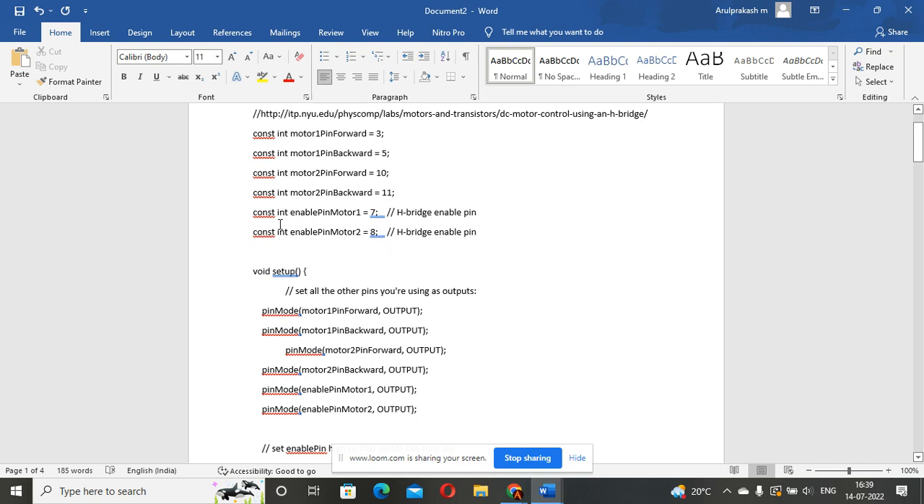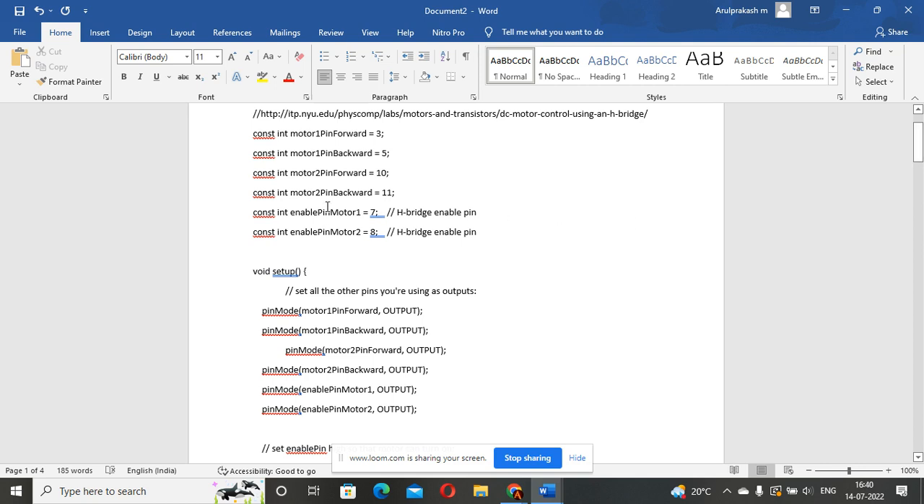And also here, enable pin motor 1 and enable pin motor 2. That means enable pin motor 1 is pin 7, the signal to the H-bridge enable pin for the first motor, and for the second motor the H-bridge enable is pin 8. So these are all the constants we have to declare in the program.